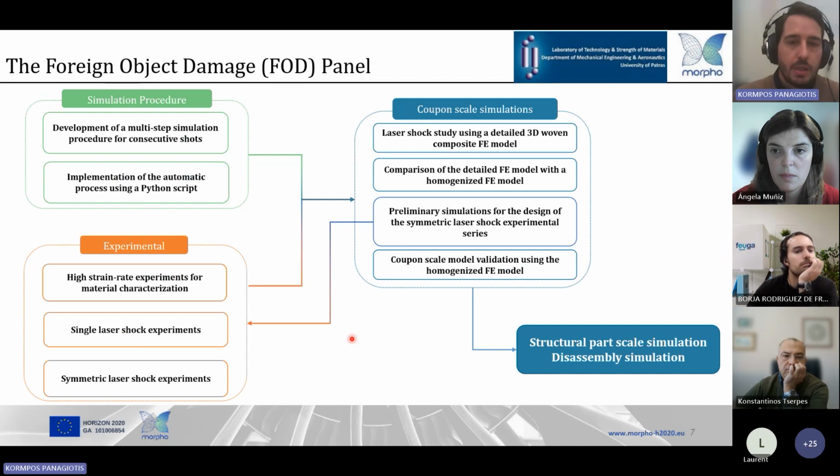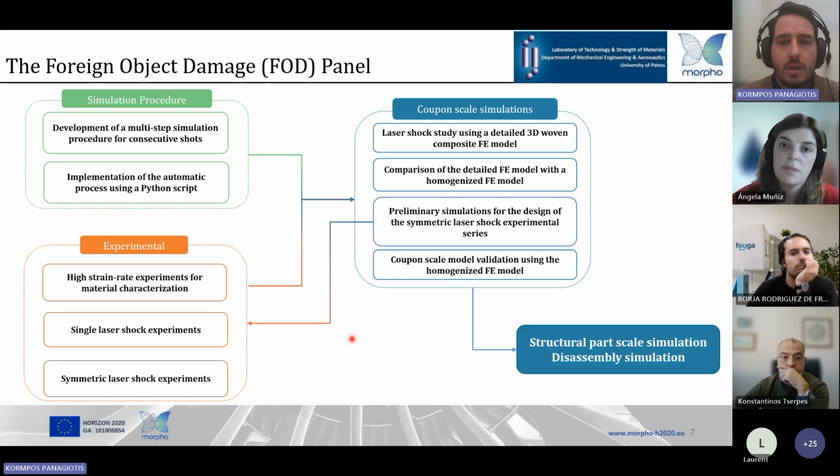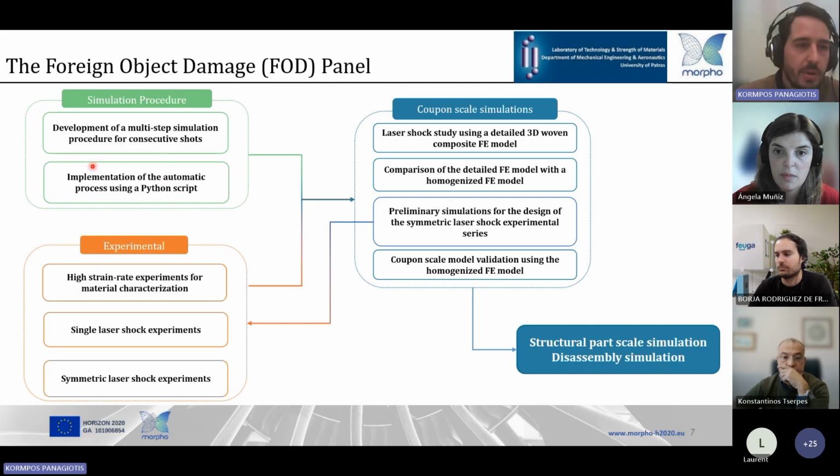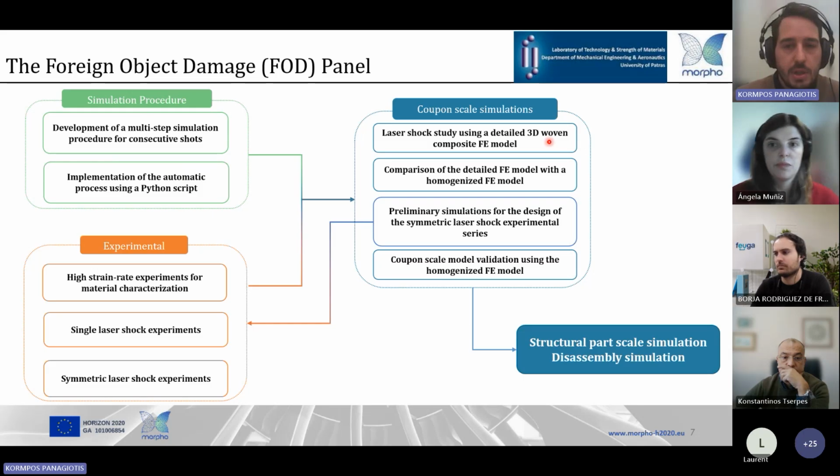Now, the simulation of the disassembly process on the FOD can be described in 3 steps. Initially, the automated multi-step simulation procedure is developed and implemented using a Python script. Then follow the coupon scale simulations that are validated by experimental data. And finally, the process is upscaled numerically to a structural part, and the full disassembly simulation is conducted.